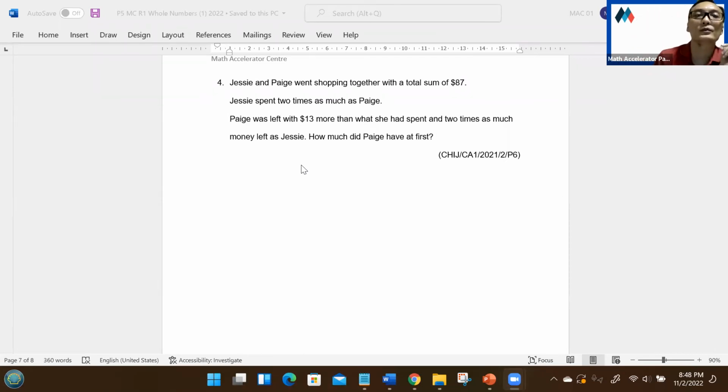So now we have these few clues here. So we're going to use model drawing to help us understand. The total amount is $87. Now, here's the next thing. So Jessie spent 2 times as much as Paige. Now, before we do anything, let's draw out this part, right? So here, we're going to draw a model to illustrate the spending.